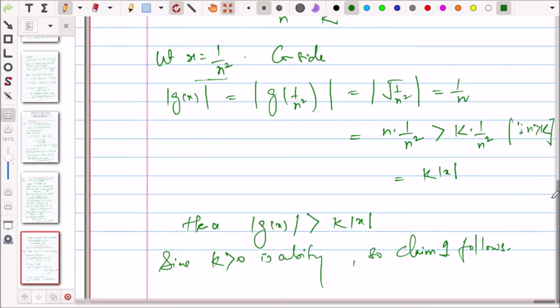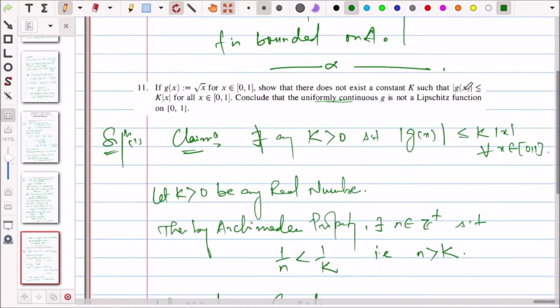So with this result we have proved that g(x) is never less than or equal to k times mod x. Now we have to show that g is not a Lipschitz function. So first we have to show that g is uniformly continuous on [0, 1], and then we will show that g is not a Lipschitz function on [0, 1]. So for that, let us start.